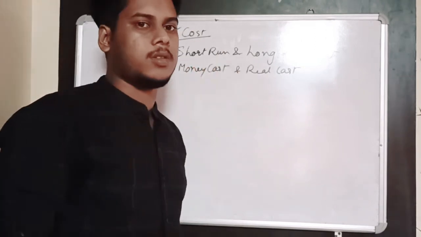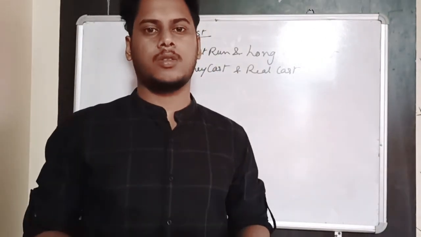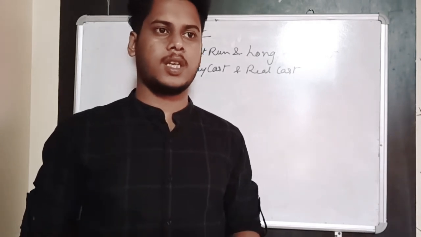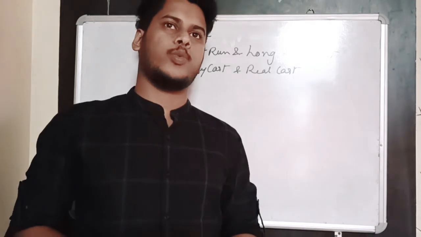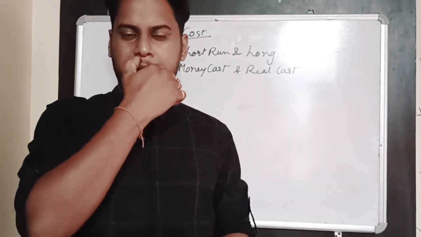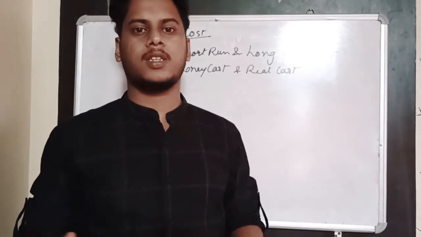And what is real cost? Real cost basically shows how much amount of factors do we need for producing a commodity. Say if I say for producing 1 unit of X we need 10 units of labor and 10 units of capital, then 10 units of labor and 10 units of capital is basically the real cost.